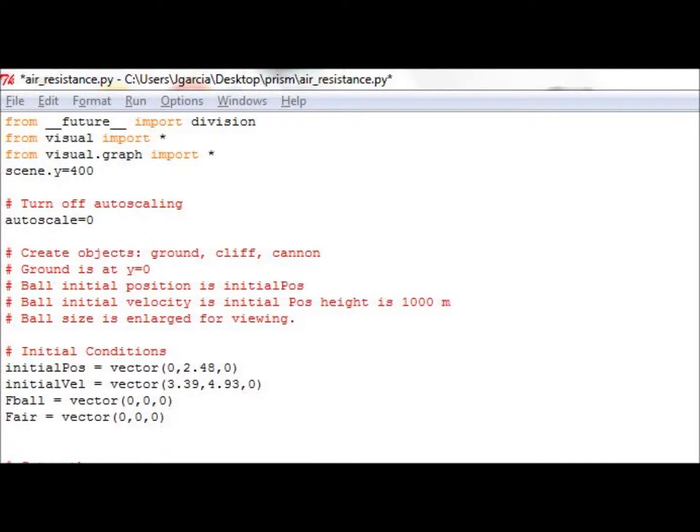Since I knew the diameter of the basketball was 9.5 inches, I was able to use this to find the initial position of the ball, which was 0 in the x direction and 2.48 meters in the y direction. Using this, I was also able to determine the initial velocity vector, which is 3.39 meters per second in the x direction and 4.93 meters per second in the y direction.